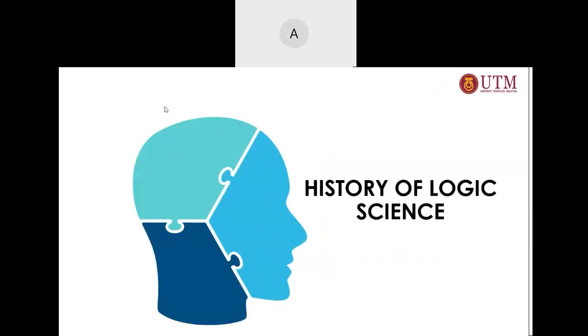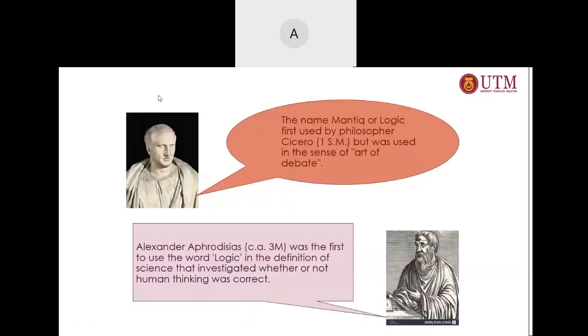Next, we move to the history of logic science. The first figure is the philosopher who used the name of mantiq, meaning logic, or in the sense of the art of debate. His name is Cicero. And then after that, there is Alexander of Aphrodisias. He was the first to use the word logic in the definition of science that investigated whether or not human thinking was correct.